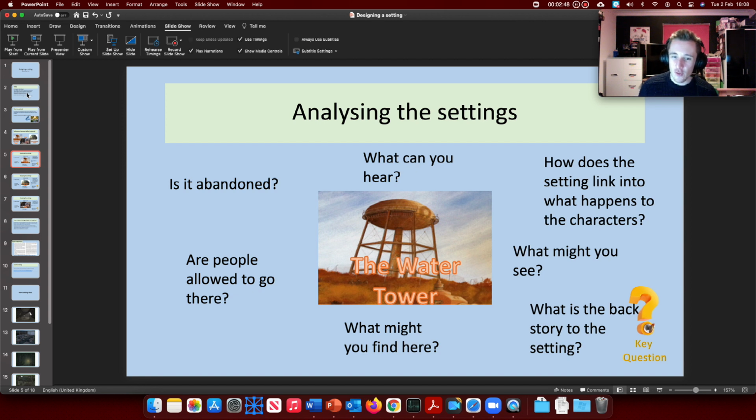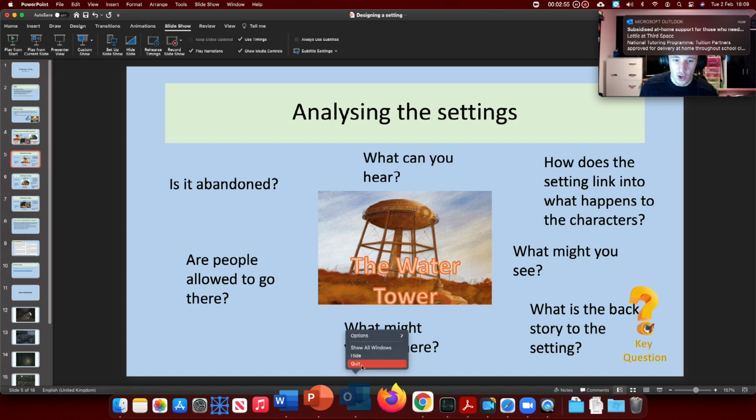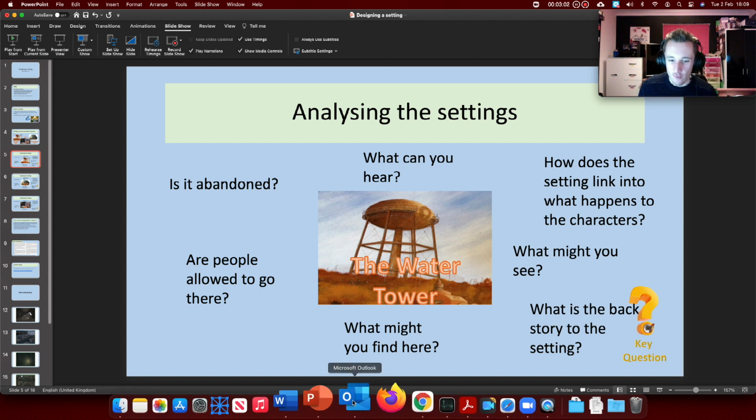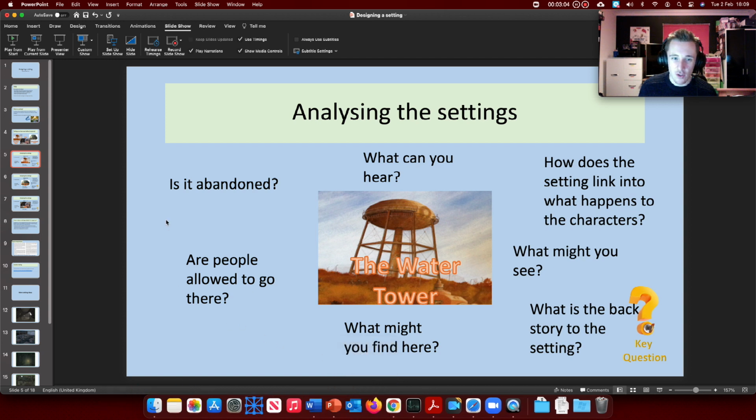So here is the first setting, the Water Tower. What I want you to do is to have a think about, I'm just going to close my email so they stop popping up over my face. I want you to have a think about, please, some of these questions for this particular setting. So, is it abandoned? What can you hear? How does the setting link to what happens to the characters? What might you see? This is the key question. What is the backstory to the setting? And I'll talk about why that's key in a second. And what might you find here? So have a little think about that.